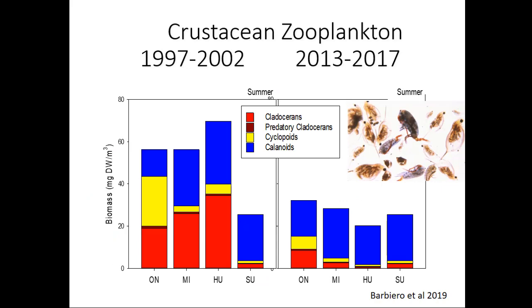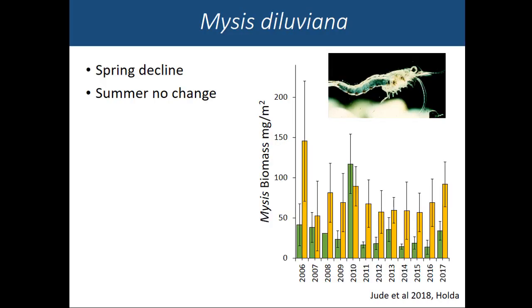So if you compare that with other lakes, Ontario, Michigan, Huron, and Superior in 1997 to 2002, this is what we have in 2013 to 2017. Pretty strong decline in Lake Huron. Very similar now between Michigan, Huron, and Superior, and only a little bit higher in Ontario. Whereas here there was more in Huron than in the other lakes. Your lake is fascinating.